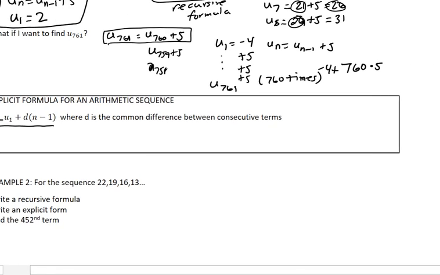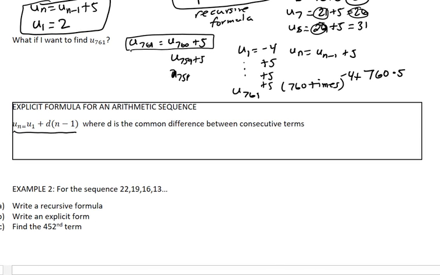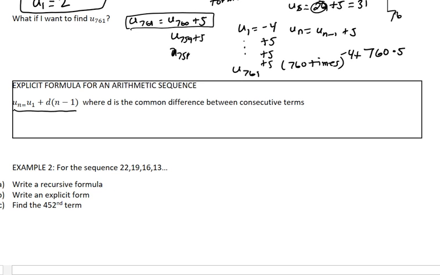Let's calculate that. 760 times 5 is 3,800. So I would take negative 4 plus 3,800, which is 3,796. So u sub 761 in this particular case would be 3,796.